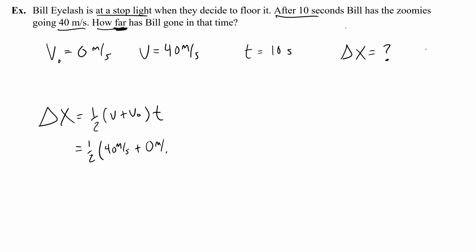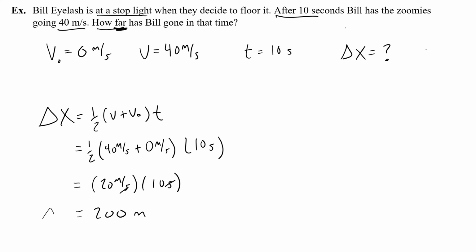plus 0, so basically that's the average velocity, times time, the 10 seconds. Okay, 40 plus 0 is 40, and 40 divided by 2 is 20, and then 20 times 10 is 200. You want to write that out for a second? Basically, if I carry the 1/2 in, I'm going to get 20 meters a second times 10. Seconds cancel out. 200. Okay, so I know that Bill has gone 200 meters. Great job. Let's take a look at a new position equation that we can get.